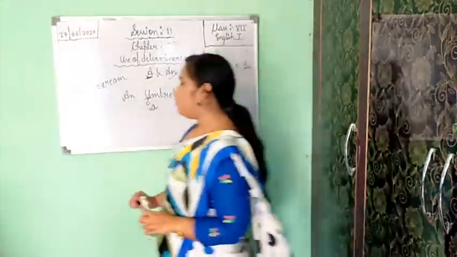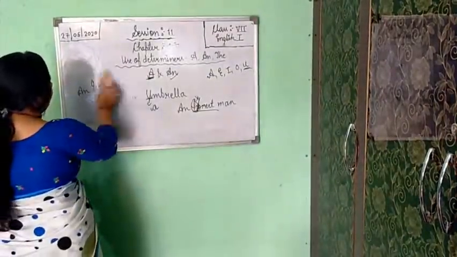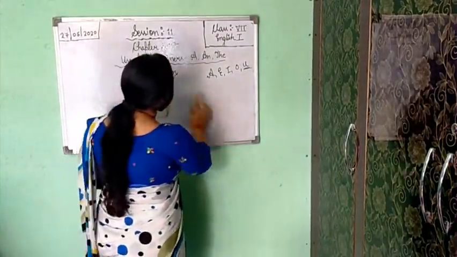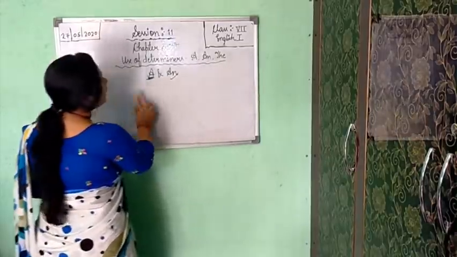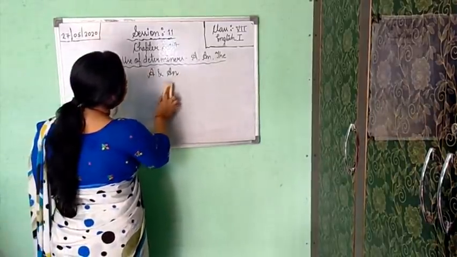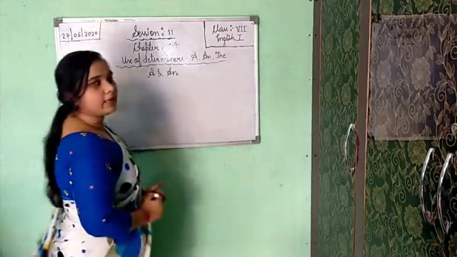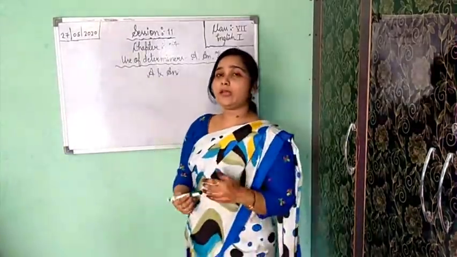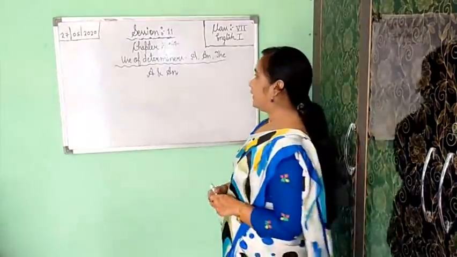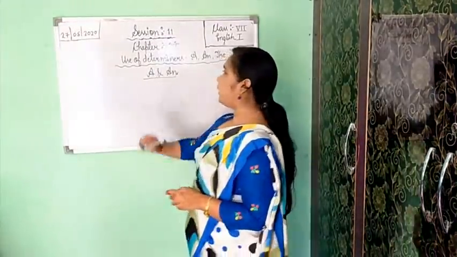Okay. Now where will we use A and N? That is the topic together, because determiner is divided into two parts. The first one is indefinite and the other one is definite. So where will you use the indefinite determiner? Now we will start from here.